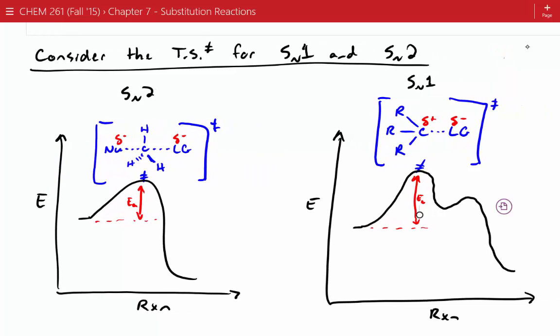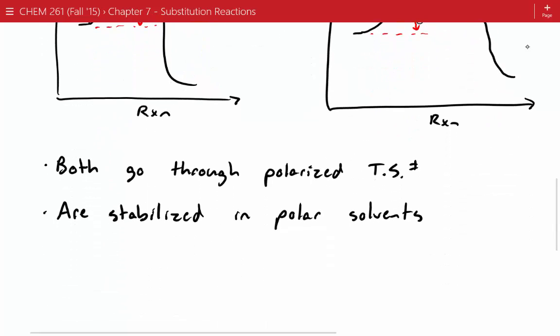So yesterday we ended by talking about the different pathways for SN1 versus SN2. We said with SN2 we go through a polar transition state. Same with SN1. And we finished by saying that both are stabilized in polar solvents. The question is, when would you use polar protic and when would you use polar aprotic solvents? So let's consider this.